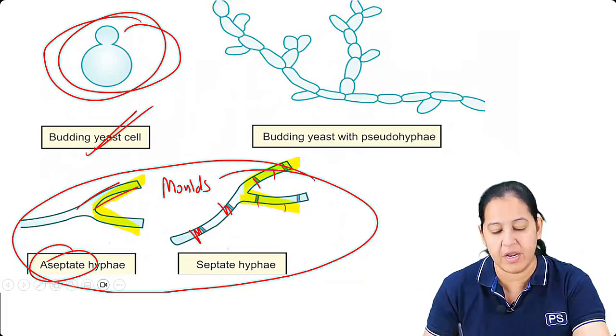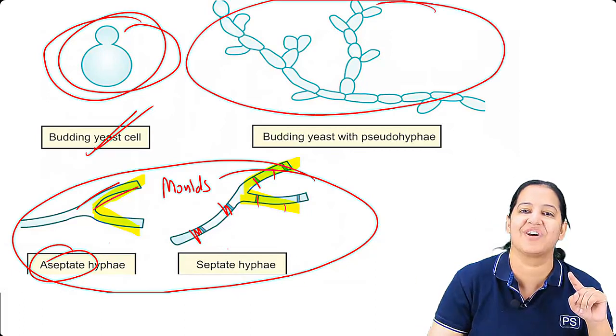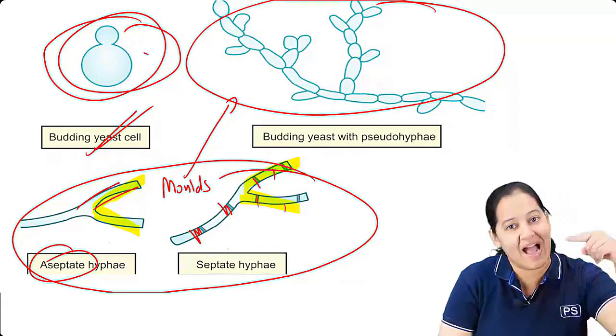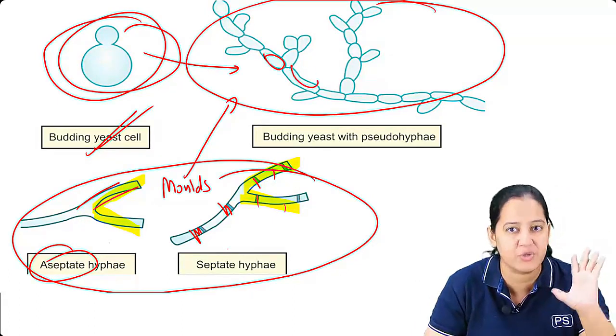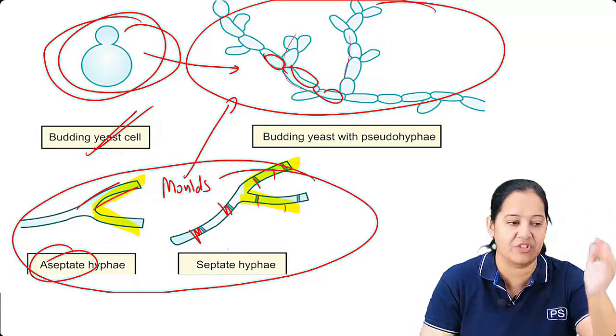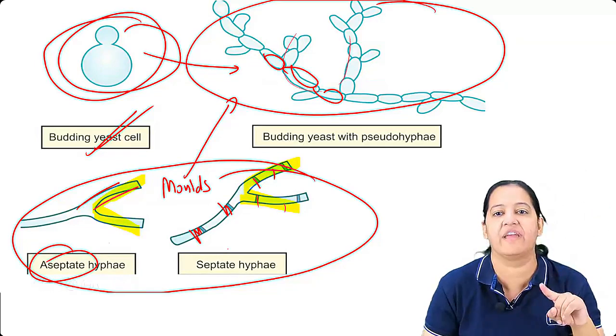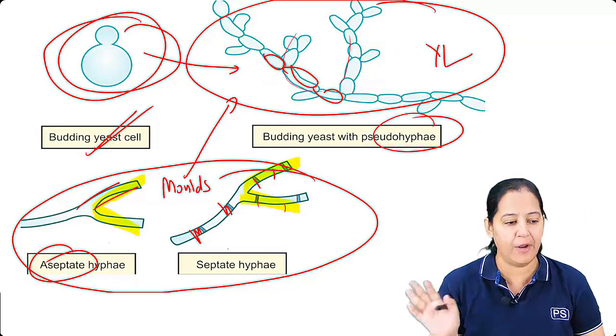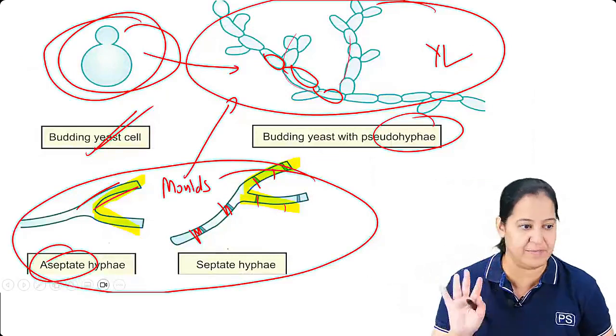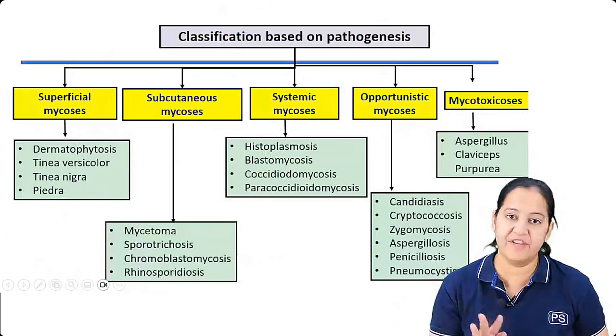Both are elongated. And can you see this structure? It looks like mold, but actually it is yeast because I can appreciate the constrictions. It looks like a true branching, but it is not a true branching. It is a pseudohyphae. So this one is yeast-like. I hope you can identify the diagrams. You can get an image-based question on that. But classification-wise, you get many questions.